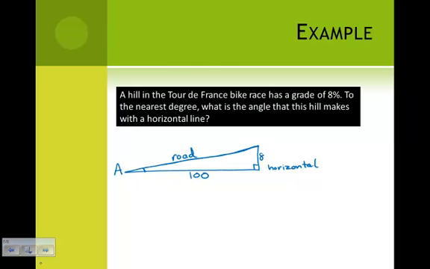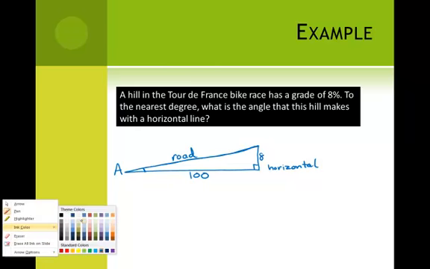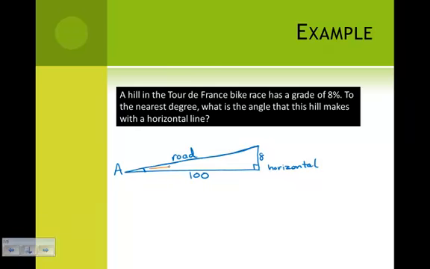So I know that we have the 8 over 100, which is opposite over adjacent. So that tells me I'm using tangent. So I know that the tangent of angle A is 8 over 100. And then to find angle A, I have to use inverse tangent. The inverse tangent of 8 over 100.